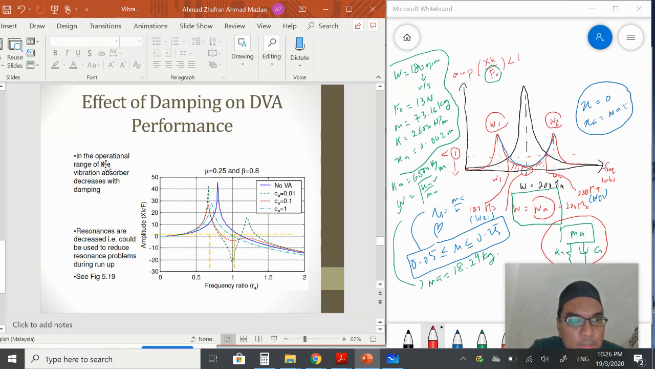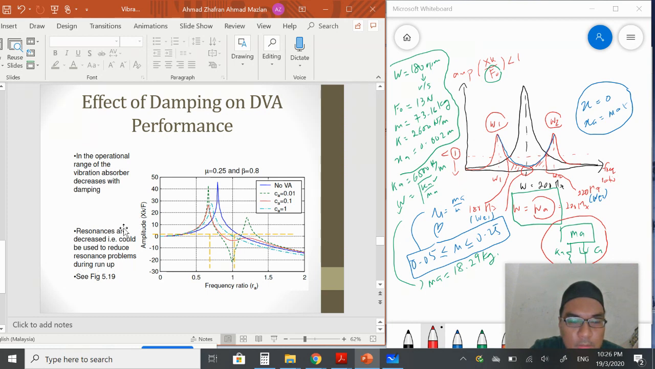What is the effect of the damping on the performance of the DVA? In the operating range of the vibration absorber, we decrease it with the damping, and the function of the DVA will be reduced. The resonance is decreased. There are no two resonances here, but it could be used to reduce the resonance problem.